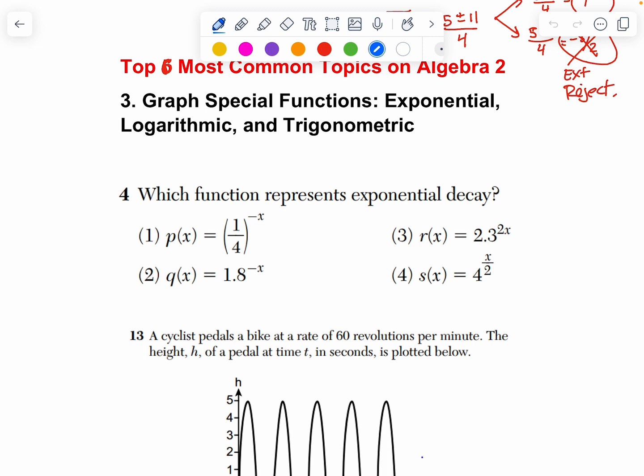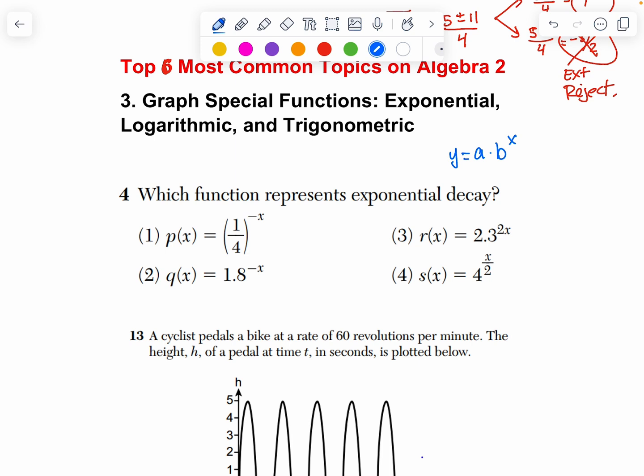The first is question number 4, which talks about exponential decay. Now, when working with an exponential function, remember, it is always a function of the form y equals a times b to the x. A will always be your initial value.